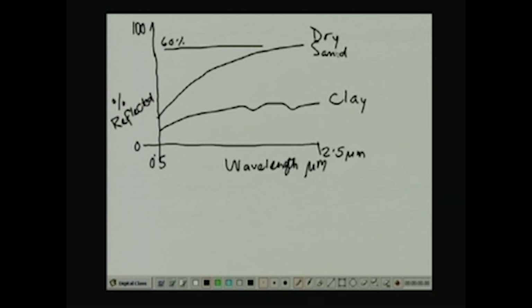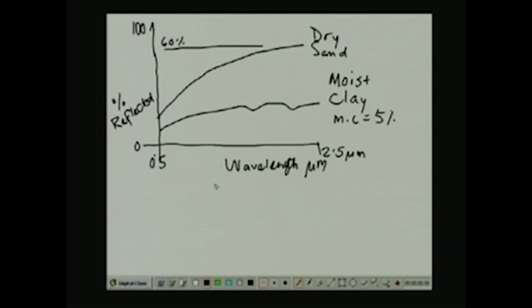This one is dry sand and this one is clay with little moisture content. So, it is moist clay with a moisture content of say 5%. Moisture content is typically defined as the volume of water to the volume of dry soil, the ratio of the volume of water within a soil matrix to the volume of dry soil.